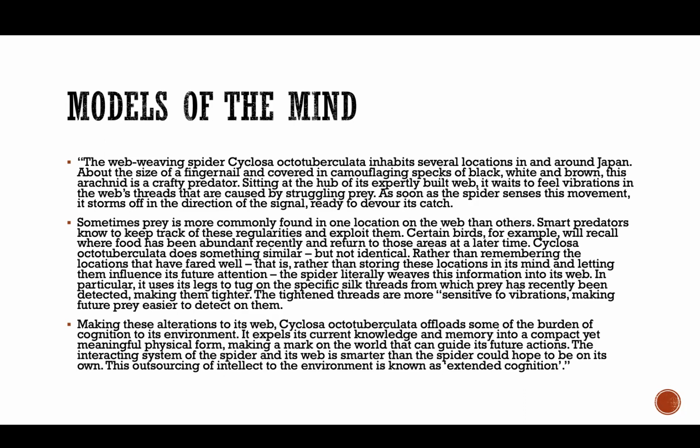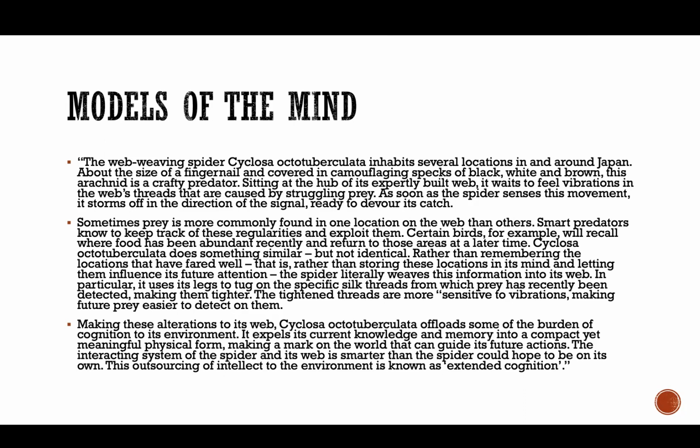Sometimes prey is more commonly found in one location on the web than others. Smart predators know to keep track of these regularities and exploit them. Certain birds, for example, will recall where food has been abundant recently and return to those areas at a later time. Cyclosa octotuberculata does something similar, but not identical. Rather than remembering the locations that have fared well, that is, rather than storing these locations in its mind and letting them influence its future attention, the spider literally weaves this information into its web. In particular, it uses its legs to tug on the specific silk threads from which prey has recently been detected, making them tighter.